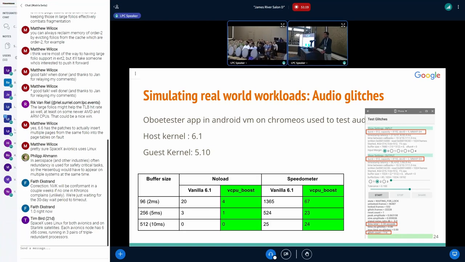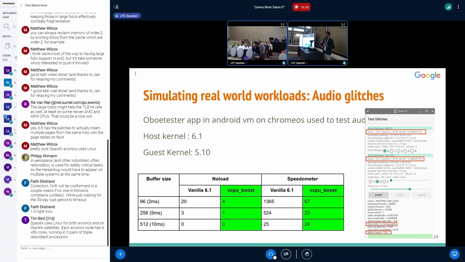Next, we tried to simulate a real world workload using the Oboe Tester app. What it does is try to count the audio glitches that happen while playing back audio. So we tested with multiple buffer sizes: 2 millisecond, 5 millisecond, and 10 millisecond. What happens is there are multiple entities in the audio stack, starting from the app all the way to the device. So 2 millisecond means every entity gets woken up every 2 milliseconds, and it writes 96 frames to the next one in the stack.